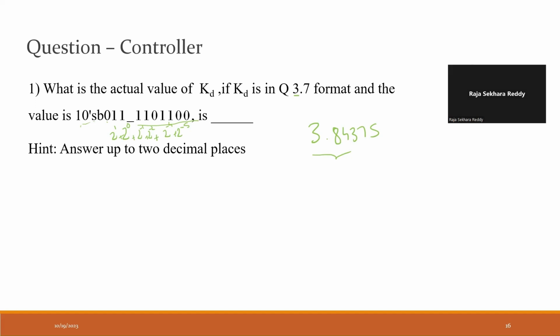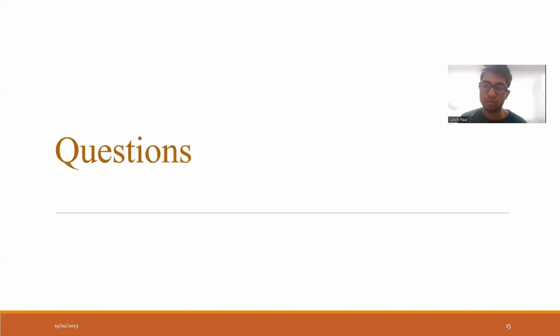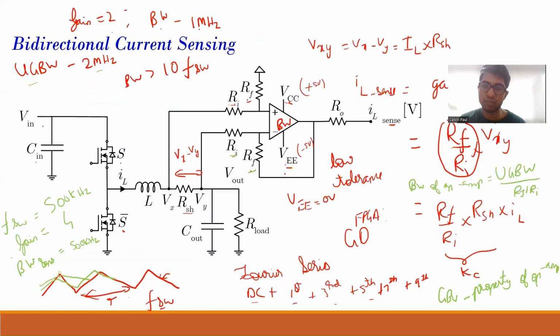In most cases, the thing with sensing is that this resistor value will be very low. RSH will be in milliohms, say 5 milliohm. Suppose your current is 10 ampere. So 5 into 10 will be 50 millivolt. It's such a low value. Even if you use unity gain, IL sense will come to be 50 millivolt.